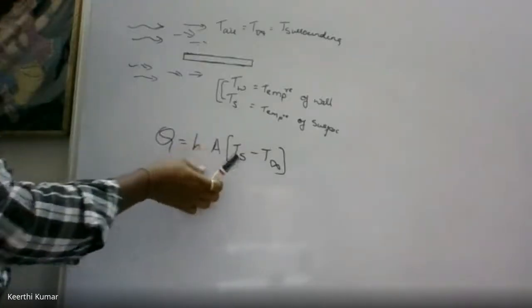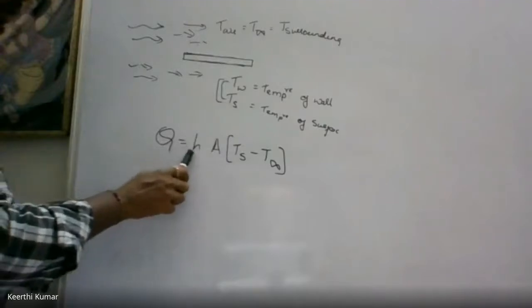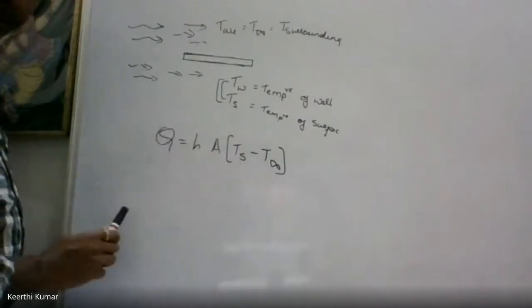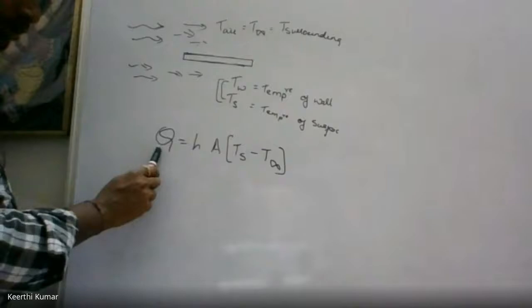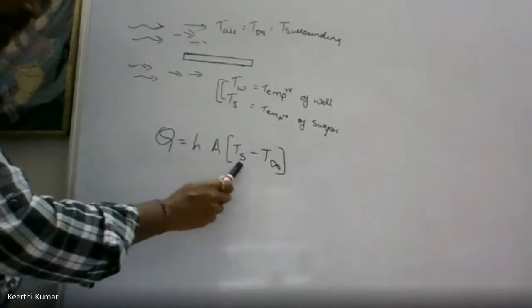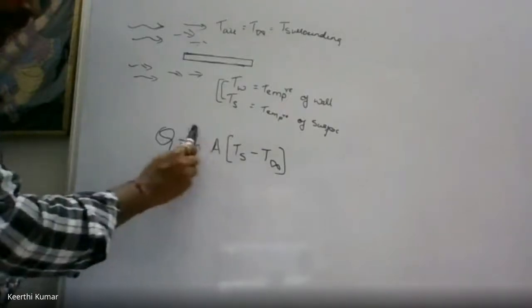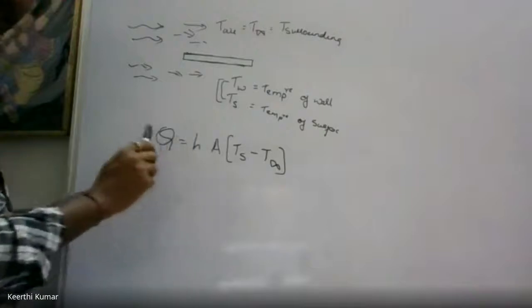What he may ask is to find out the Q by giving all these three values. He may ask you to find out Q by giving the area, temperature of surface, and temperature of infinity. But h will not be given.